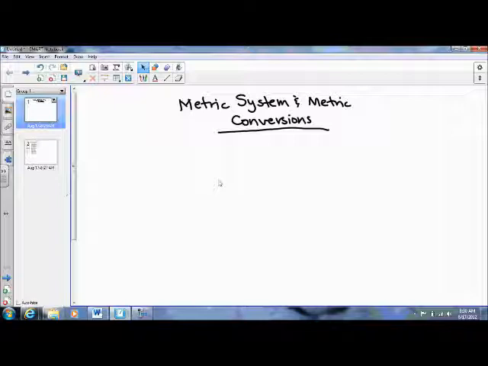The metric system is a system that's considered the units that are used in science. The metric system is an international system, and the United States is one of the few countries that still does not commonly use the metric system, although it is slowly creeping into our society.